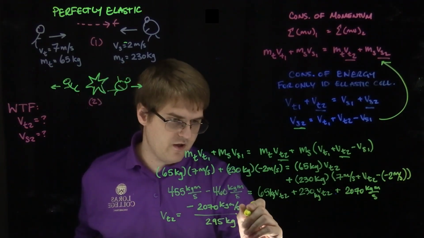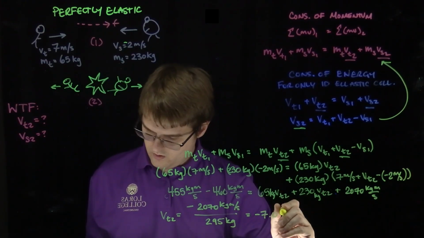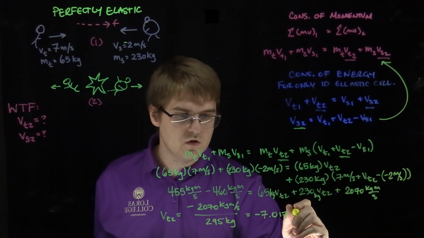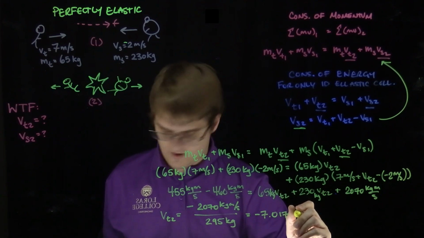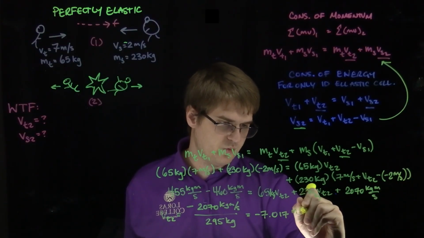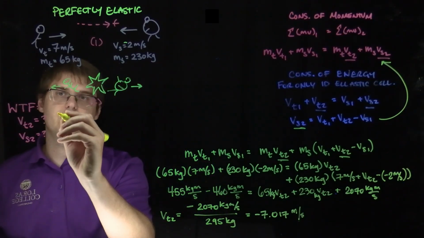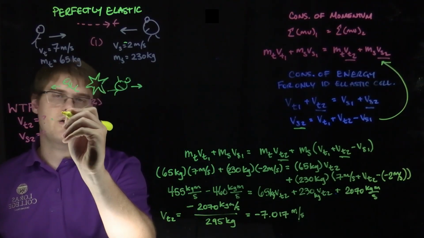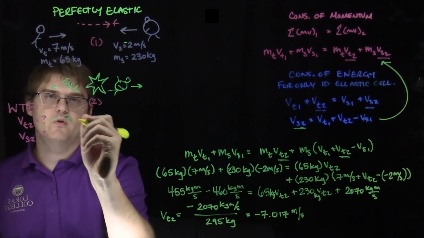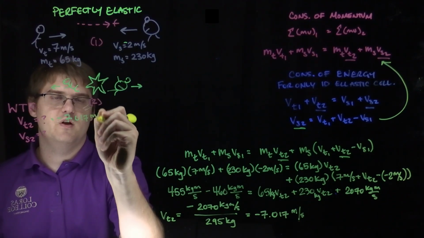I get a value of negative 7.017 meters per second, which is the same value that I have in my notes. So after the track star hits it, he bounces back and he's going faster than he was going forwards. He's going backwards now, 7.017 meters per second.